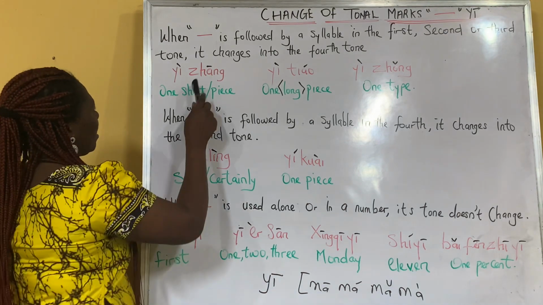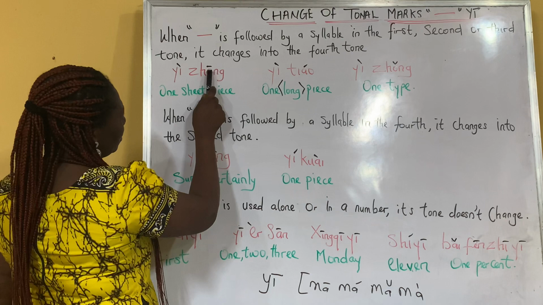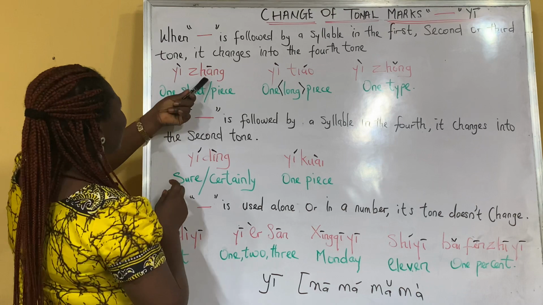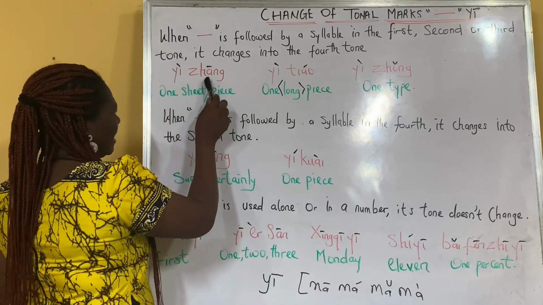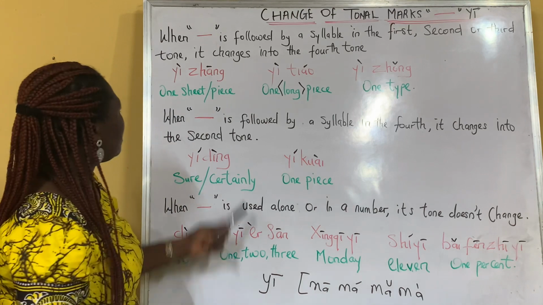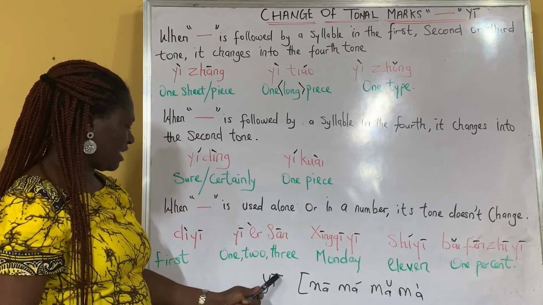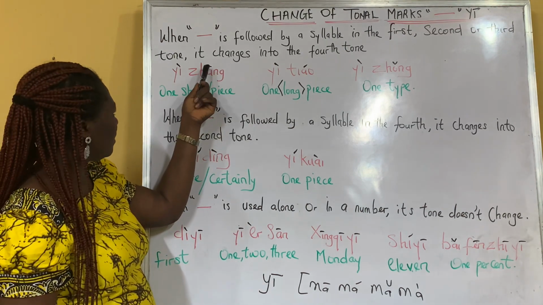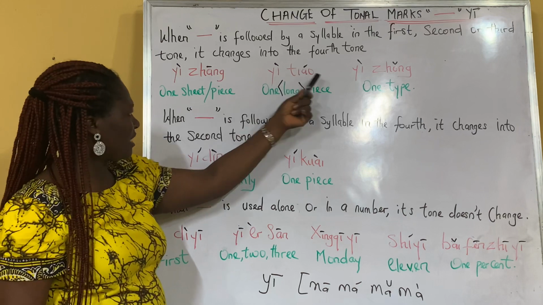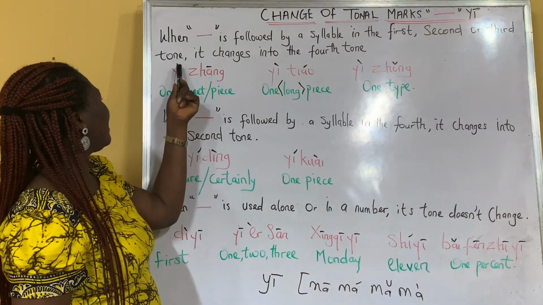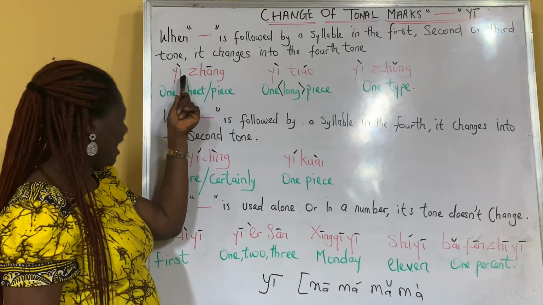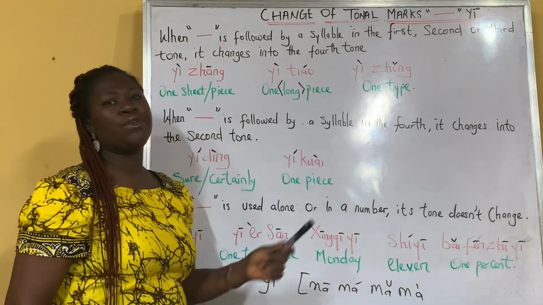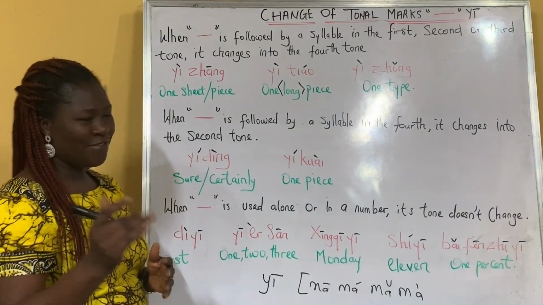So you see, because the word that follows is the first tone, the second tone, and the third tone, instead of yī jiān, it's now yì jiān, yì tiáo, or yì zhǒng. So the first rule says that when 一, whose original tone is the flat tone, is followed by a syllable that has the first, second, or third tone, it changes to the fourth tone. Do you understand? Okay, you're doing well, very good.